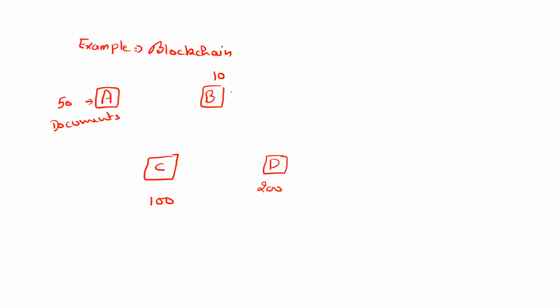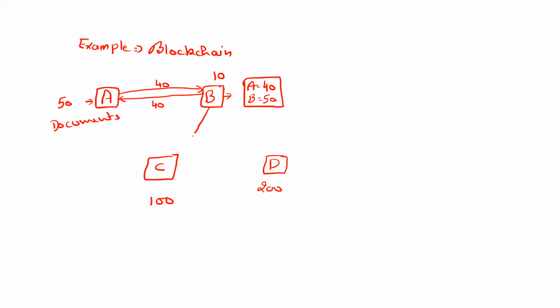Now this time B wants some more documents from A, and requests at least 40 documents. And then A provides the 40 documents to B. When it provides them, it creates a block that A shared 40 documents with B. Now, after the addition, B has 50 documents.